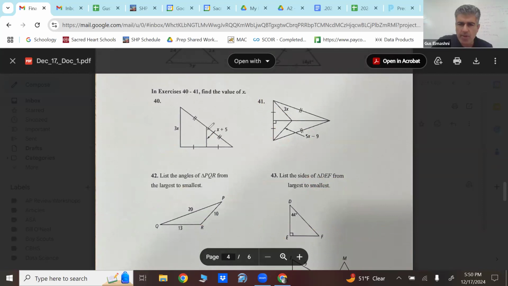There's a 1 to 2 ratio because that's split in half. So X plus 5, double that, equals 3X. So X equals 10.